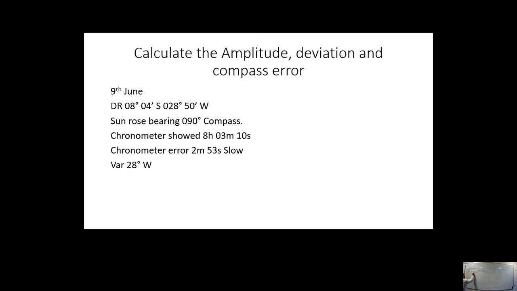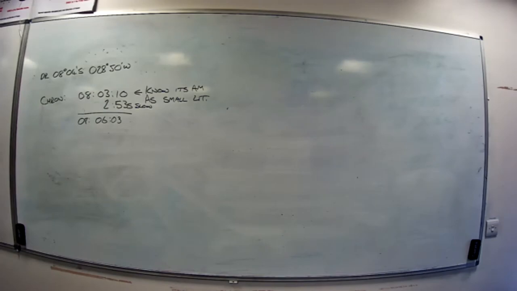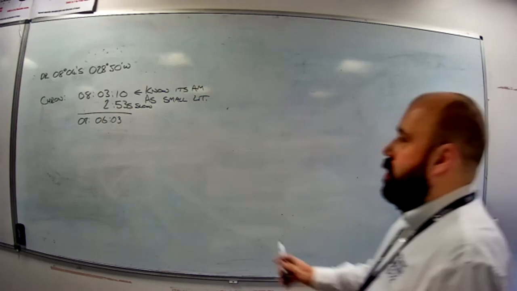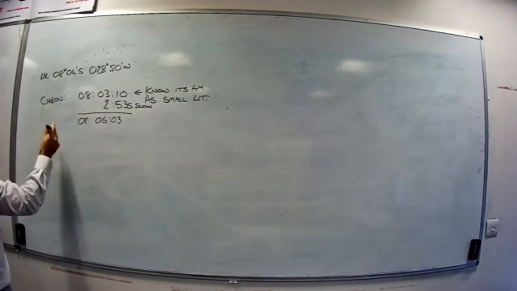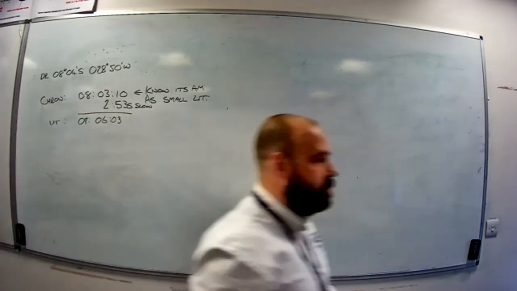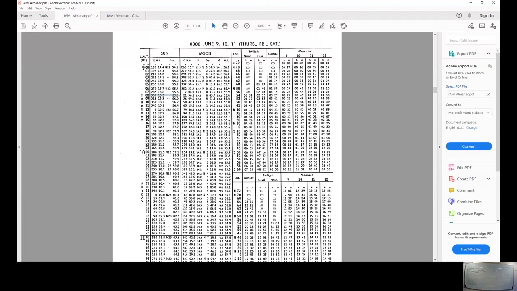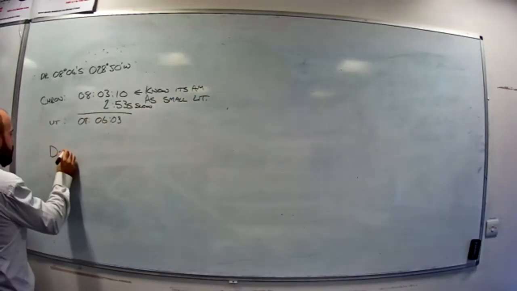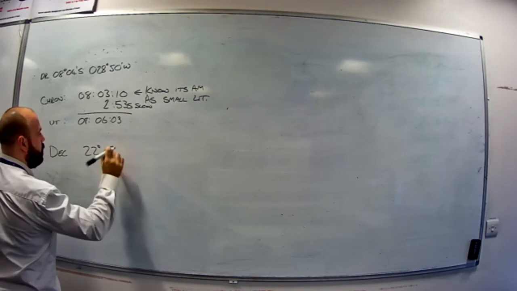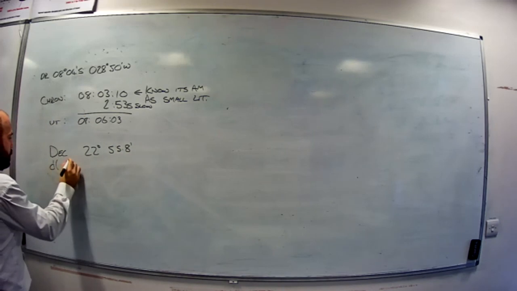So we're going to add that to get 08:06:03. So that was the chronometer time, 08:06:03. Because the chronometer was 08:03:10 and it was slow, we added it to get the UT time. What we need to do now is say, okay, what was my declination for that time? So we go into the almanac, say, right, 0800, declination was 22 degrees, 55.8 minutes. D correction, we need to have a look.